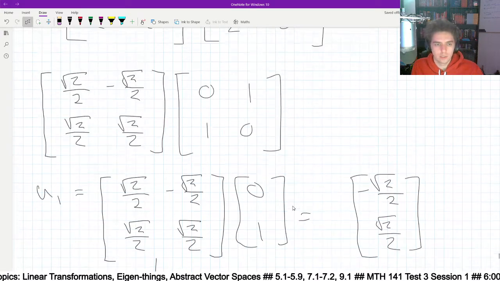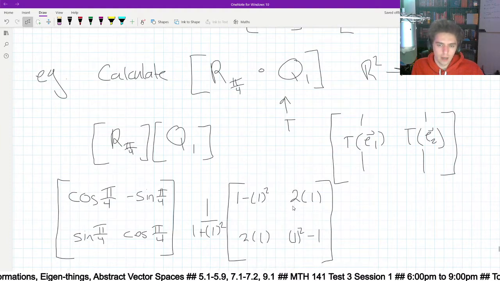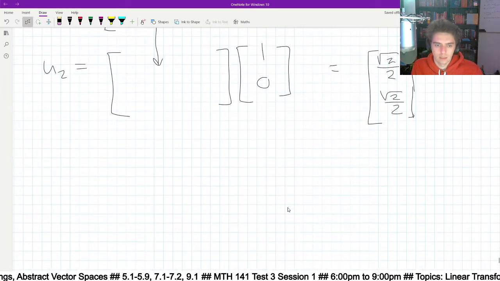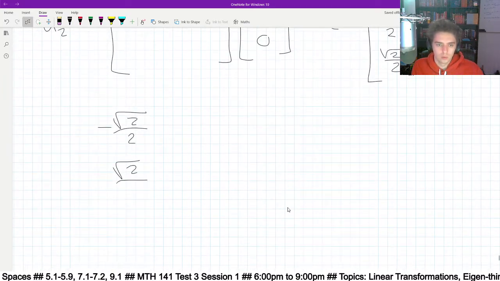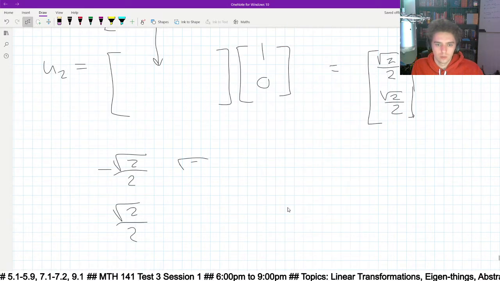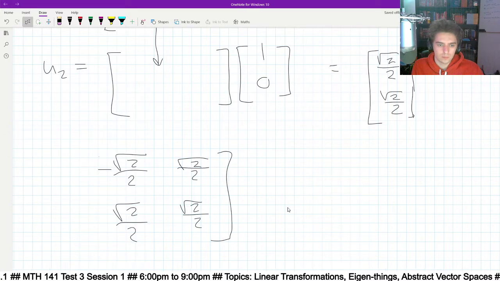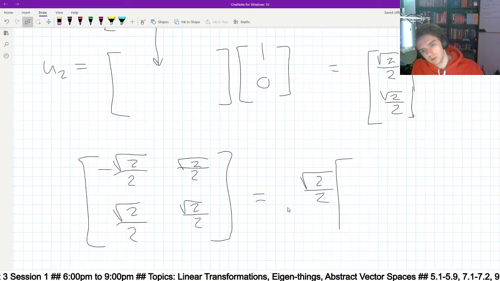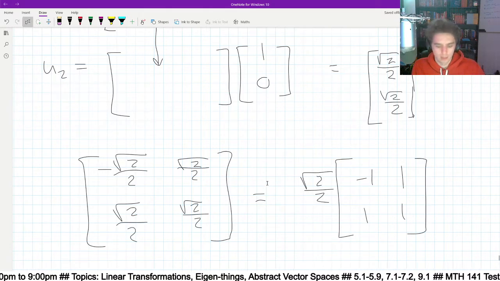So the matrix representation of R pi over 4 composed with Q1 is negative root 2 over 2, root 2 over 2, root 2 over 2, root 2 over 2. Which, of course, I can write nicer as root 2 over 2 times negative 1, 1, 1, 1. And there's our answer.